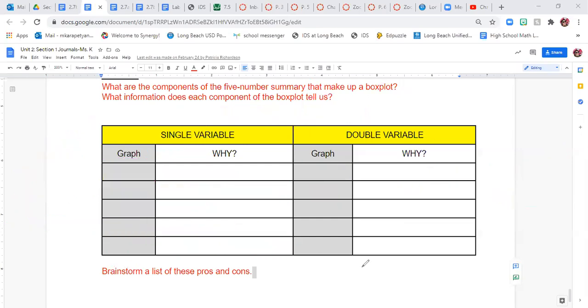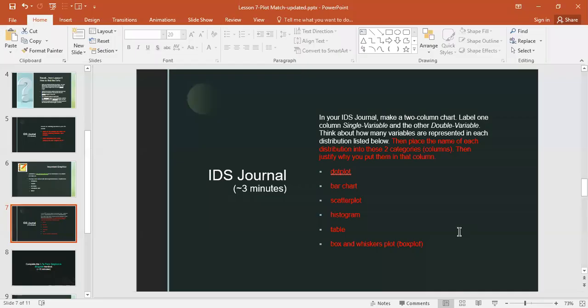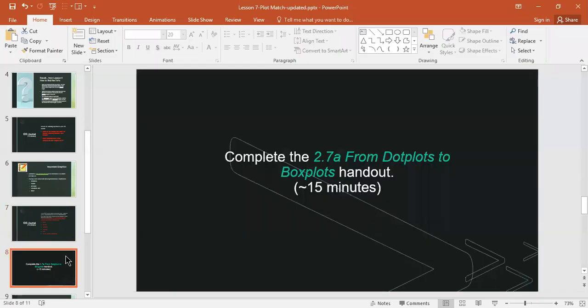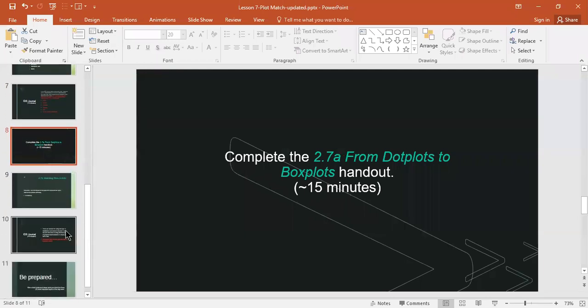So this is going to take us back to our PowerPoint, to our first activity of the day. You guys are going to be given about 15 minutes for this and no more, because we are already running out of time. It's going to be 2.7a, from dot plots to box plots.